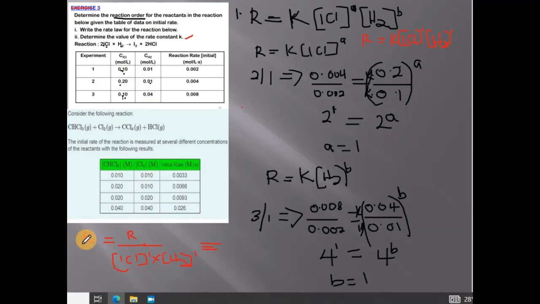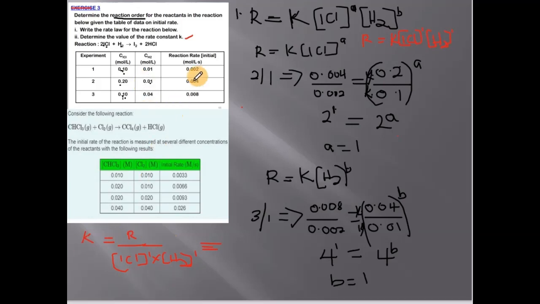So the K will be given as, let's use the first trial, 0.002 divided by the concentration of the iodine chloride, which for the first trial is 0.1, times the concentration of the hydrogen gas, which is 0.01.